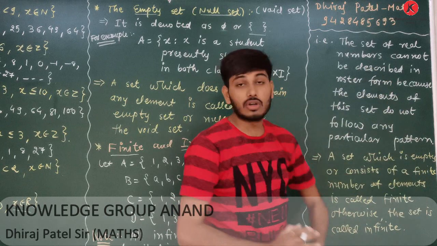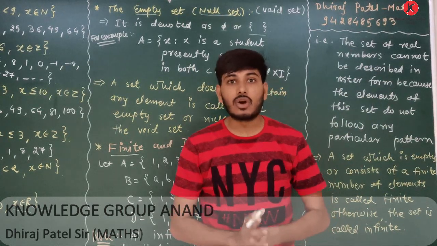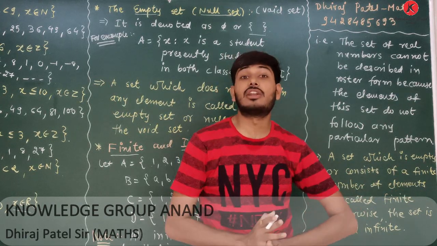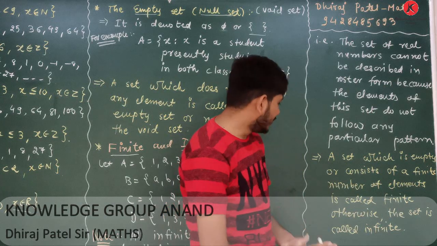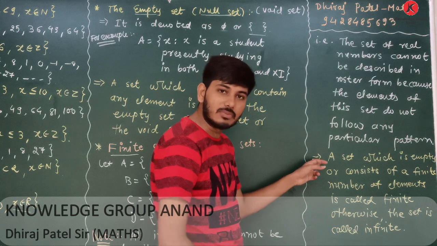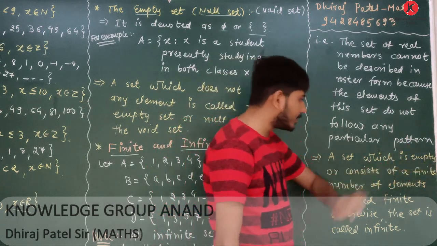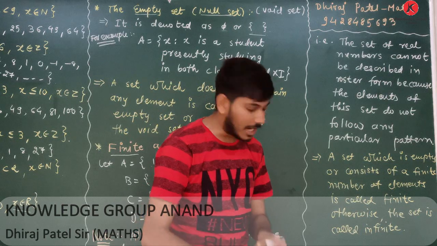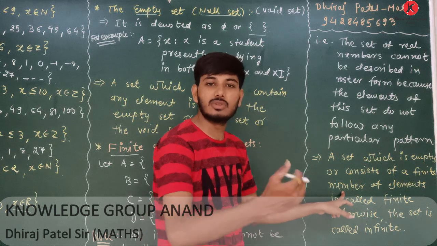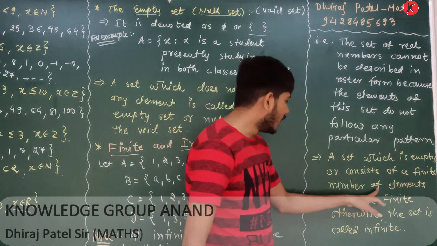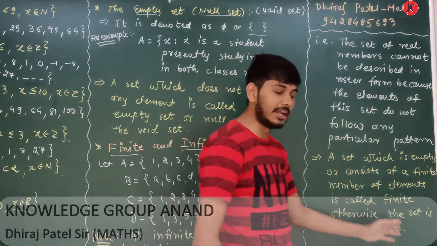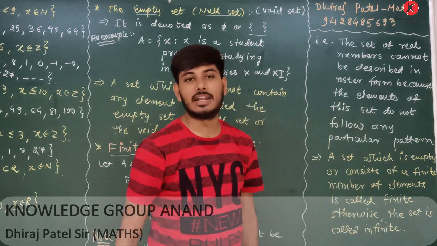Another example, the second example, is the set of rational numbers. You can't describe the set of all rational numbers. Now next, the definition of finite and infinite set. A set which is empty or consists of a finite number of elements is called a finite set. Otherwise, it is an infinite set.